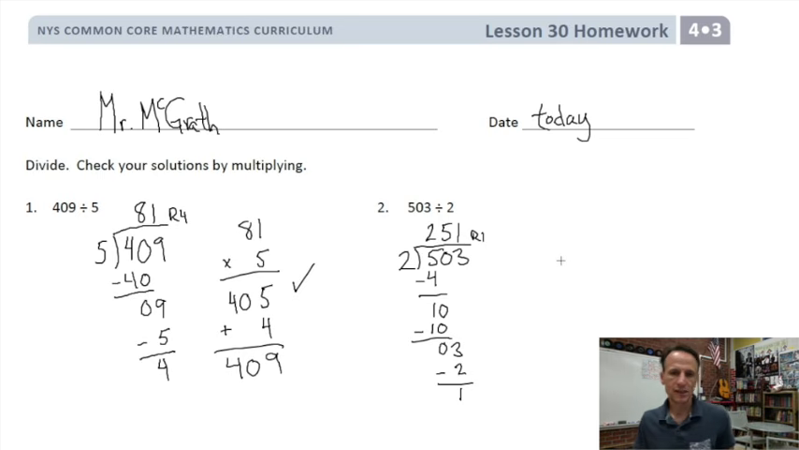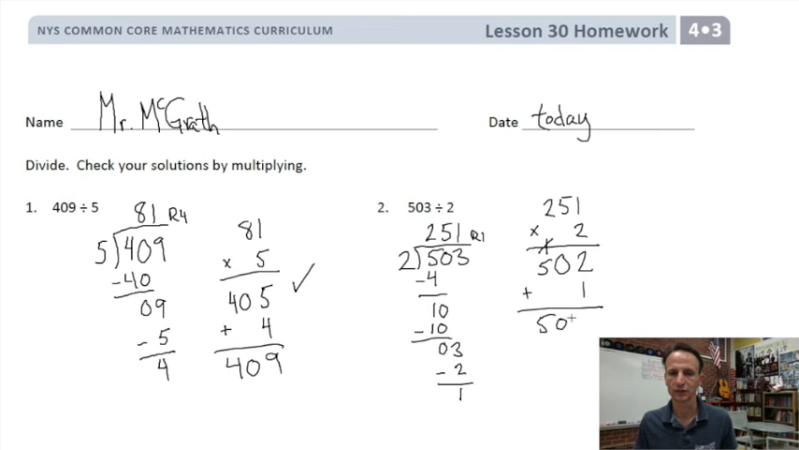And so to check this out, we will take our 251 quotient, multiply it by our divisor of 2, and after we add in our remainder 1, we should get the dividend 503. Let's see if that happens. 2 times 1 is 2. 2 times 5 is 10. 2 times 2 is 4, plus 1 is 5. That's 502, which of course I can see without really having to do math. That plus 1 is 503, which checks out.